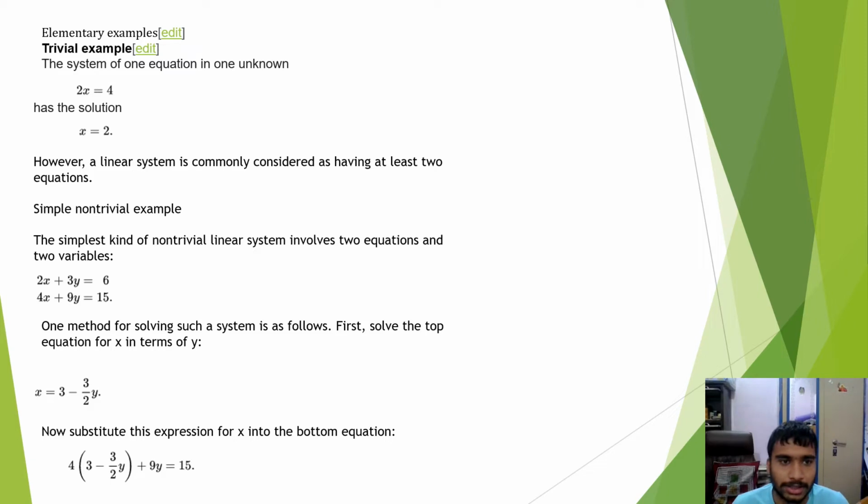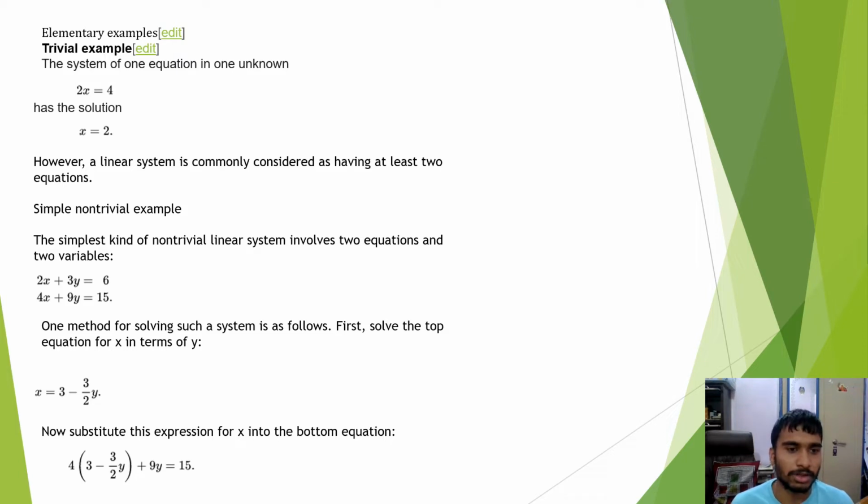We look at some examples. Trivial example. The system of one equation in one unknown, 2x equal to 4, has a solution x equals 2. However, a linear system is commonly considered as having at least two equations.